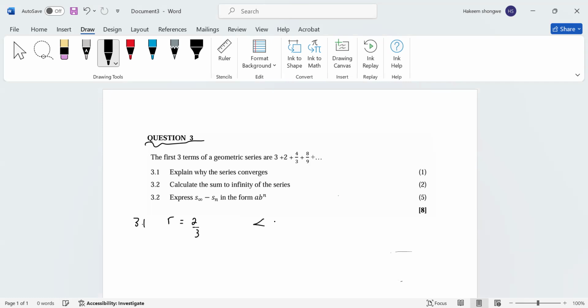R is between minus 1 and 1. So R is greater than minus 1, but R is less than 1. They will give us a mark for that. Sharp. 3.2.